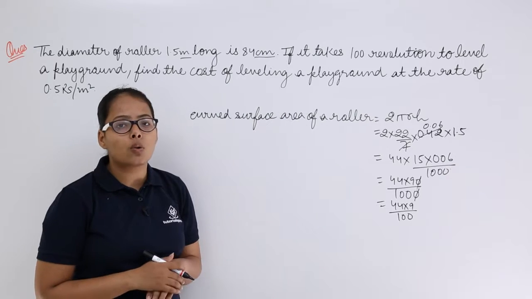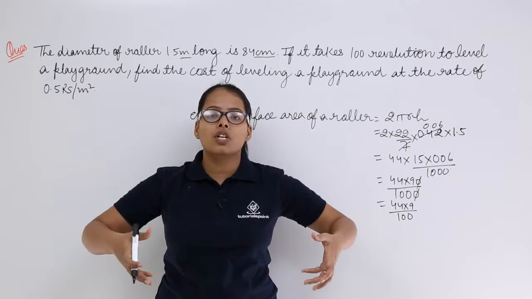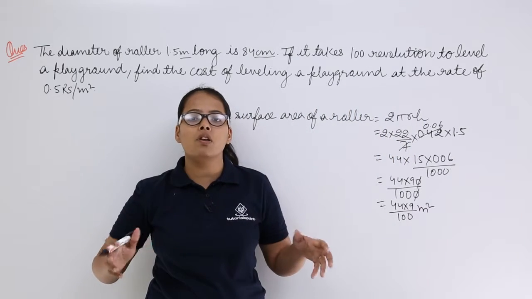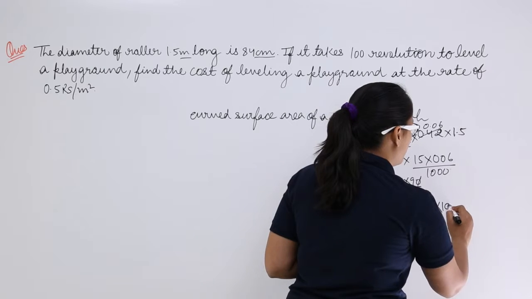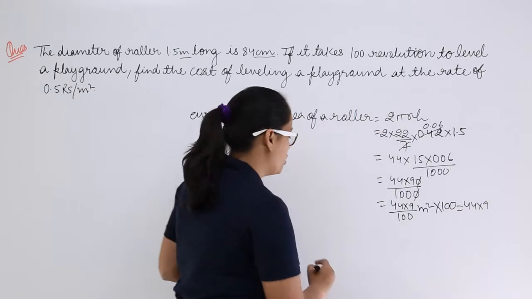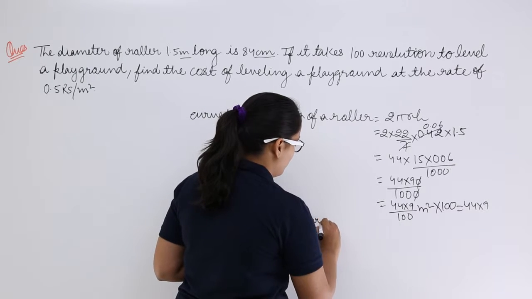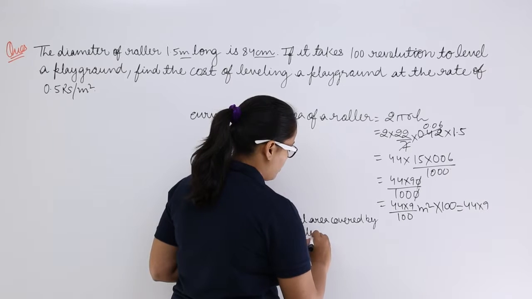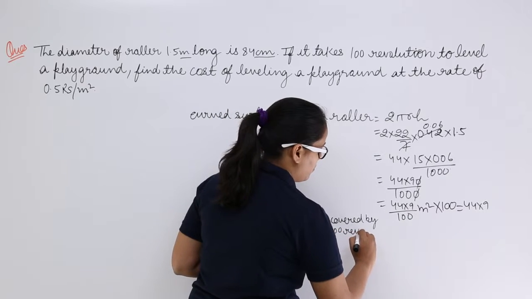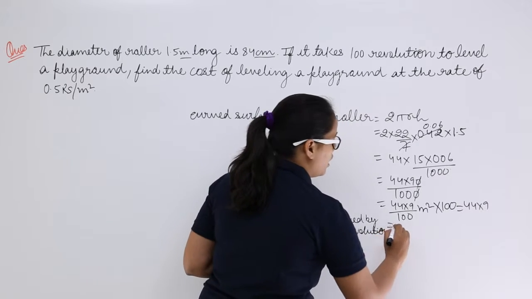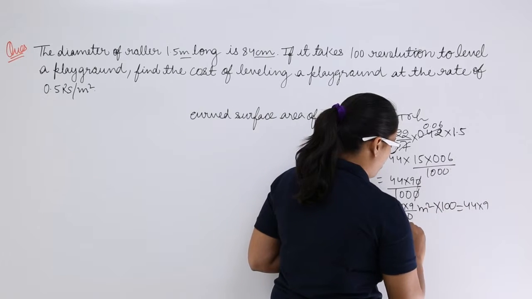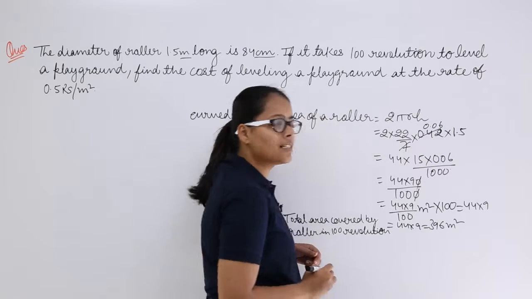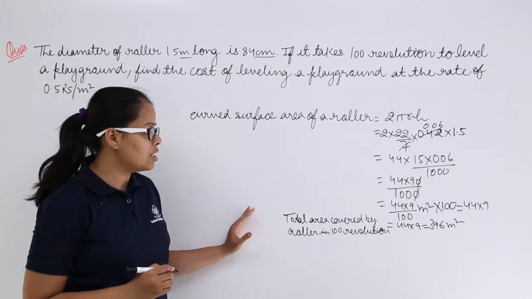But how many revolutions is this roller making? 100 revolutions, which means one revolution is an area of 44 into 9 divided by 100 meter square. Then when it makes 100 revolutions, the total area covered will be, multiply this with 100. So it will be 44 into 9. So here you can write the total area covered by the roller in 100 revolutions. So this will be 44 into 9, which means 396 meters square. So this is the total area covered.